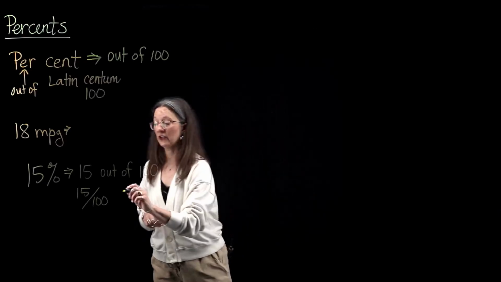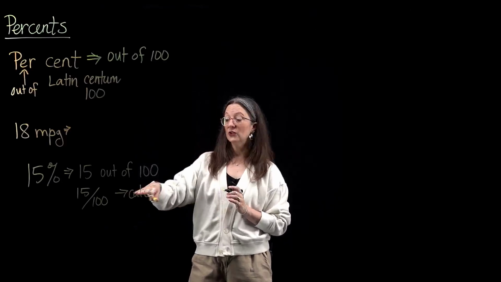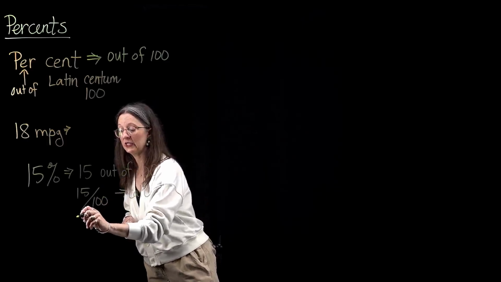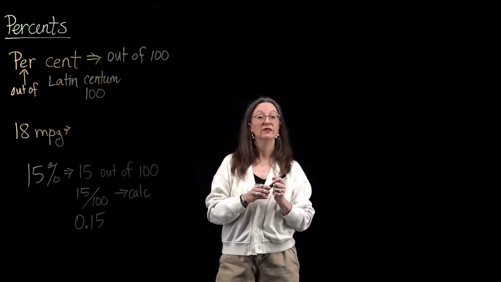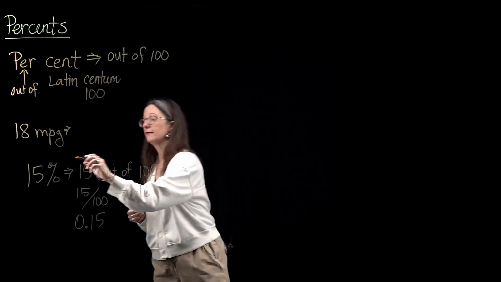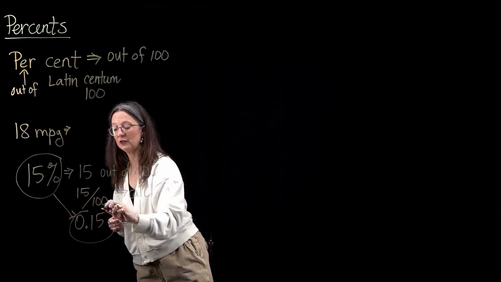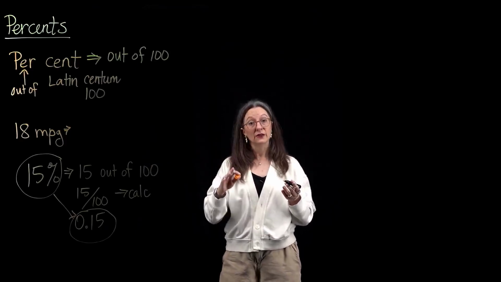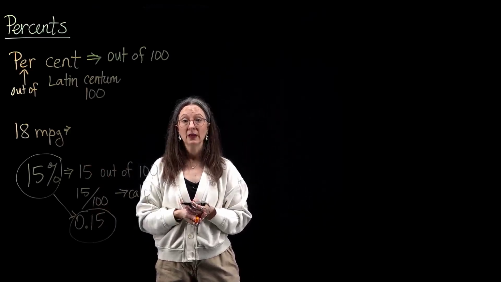And you have a calculator in your hand. So we can use that calculator to take 15 divided by 100, and that's going to give you the decimal 0.15. Now, if you're able to jump from 15% down to that decimal of 0.15, awesome. That's great. But if not, it helps to have a method to work through it.